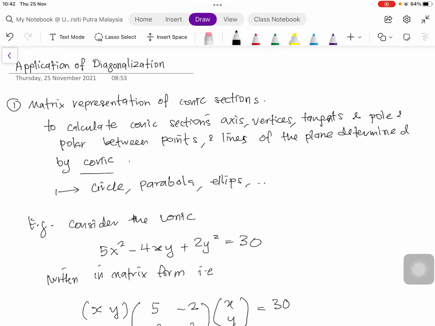Hi class, as I promised you previously, I'm going to give extra recorded sessions on applications of diagonalization. One of them here is matrix representations of conic sections. You will be able to calculate conic sections, axes, vertices, tangents, and poles, polar between points, lines of the plane determined by the conic. Examples of conics can be a circle, parabola, ellipses, and many more.